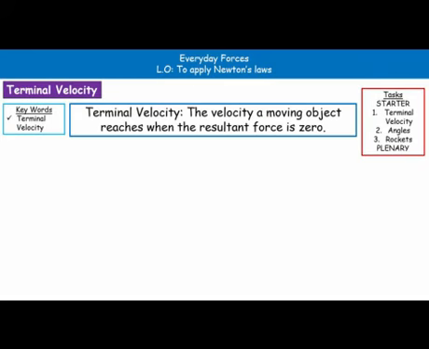So when we talk about terminal velocity, we really need to get this definition in our heads. So this is the definition you need to write down: terminal velocity is the velocity a moving object reaches when the resultant force is zero. So as long as that resultant force is zero, we have an object moving at its terminal velocity. So make sure you've got that written in your books.